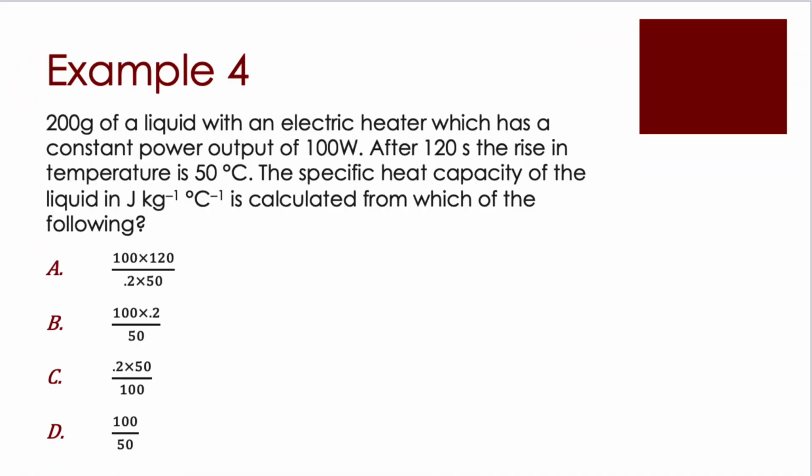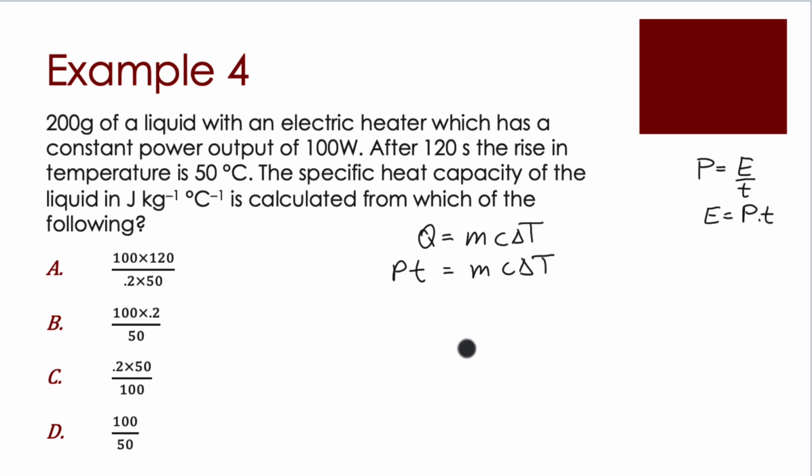Example 4. We have 200 grams of a liquid with an electric heater, and it has a constant power output of 100 watts. After 120 seconds, the rise in temperature is 50 degrees, and we're asked to calculate the specific heat capacity. So let's start with our equation for specific heat capacity. Remember, power is energy over time, so I can rearrange that and have energy as power times time. This is a little different because I'm not going to be using the gradient. So I'm going to put power and time here, mass, specific heat, and change in temperature.